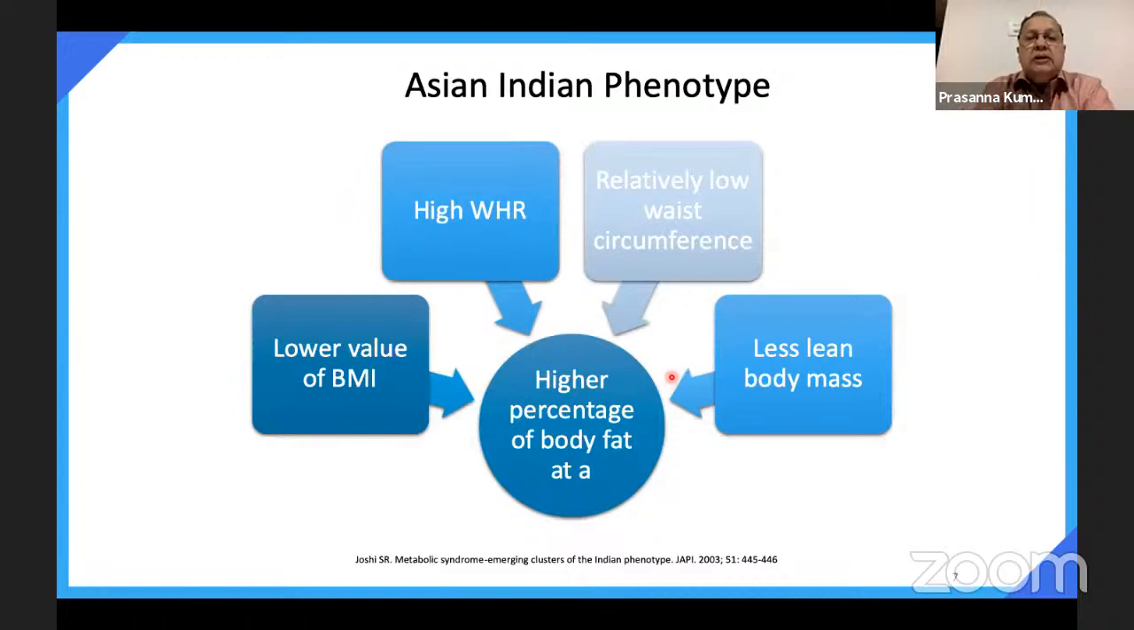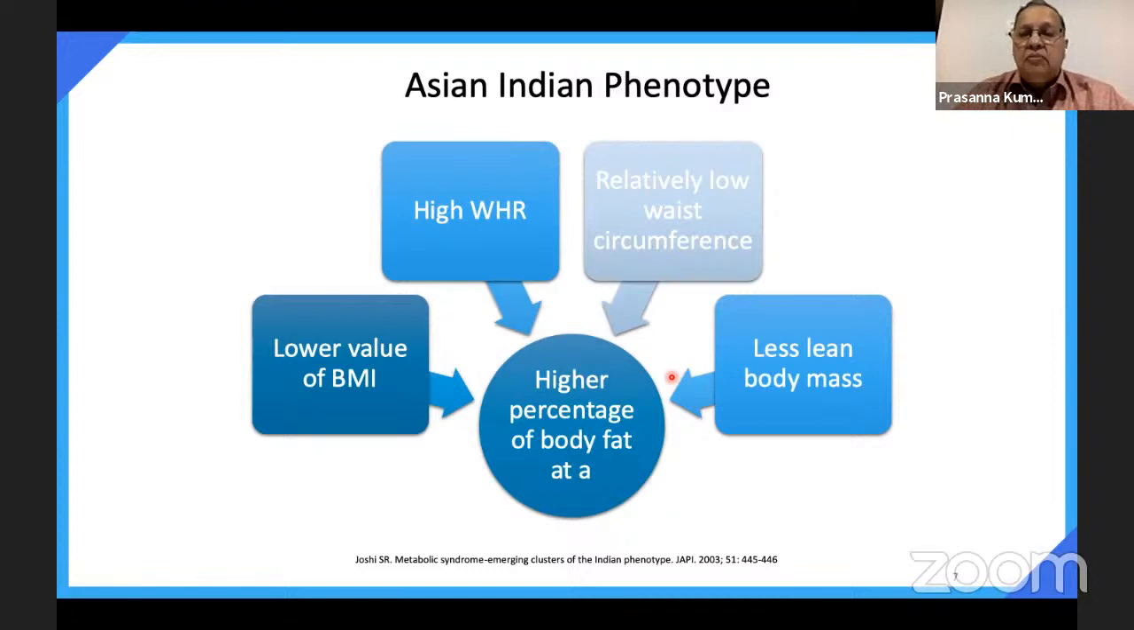Now, as I said, Asians have a peculiar phenotype. What are they? We have a high waist-hip ratio, relatively low waist circumference, and low BMI. Though we look thin, we actually have more fat. That is why the BMI of Asians, and particularly Indians, is different from Caucasians. For Caucasians the normal BMI cutoff is 25, but for Indians, both men and women, it is 23. So between 23 and 25 it is overweight, and 25 is already obesity.